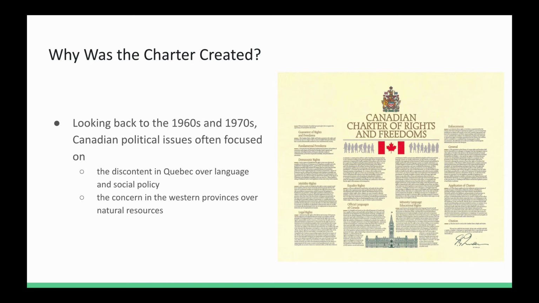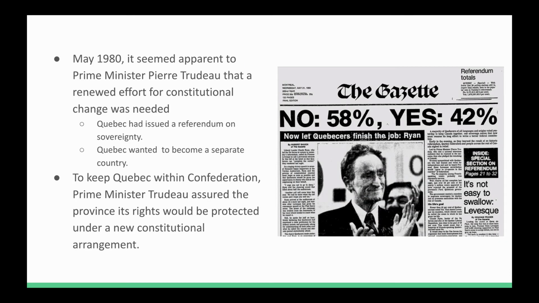Then over here in the West, we had provinces with concerns over the natural resources that were here in the West. All of this was constant issues hanging over Canadians' heads. And in May of 1980, it seemed apparent that we needed to make some sort of change if Canada was going to move forward.